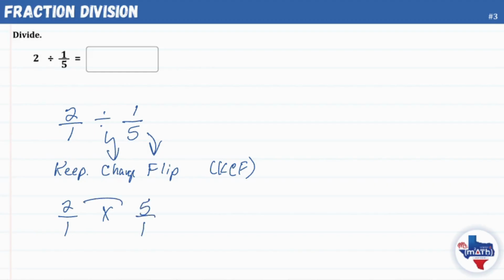Just multiply the tops and the bottoms now. The numerator is 2 times 5. The denominator is 1 times 1. 10 divided by 1 is 10.